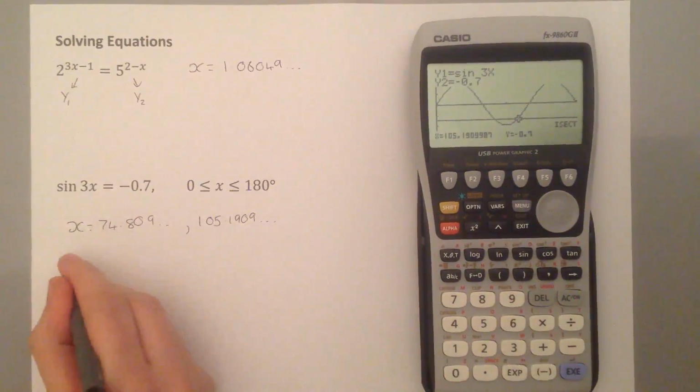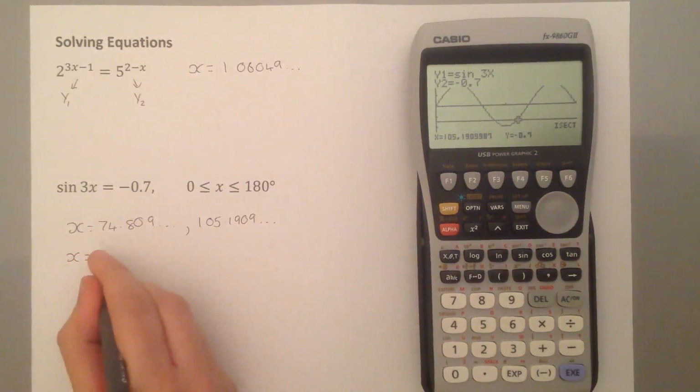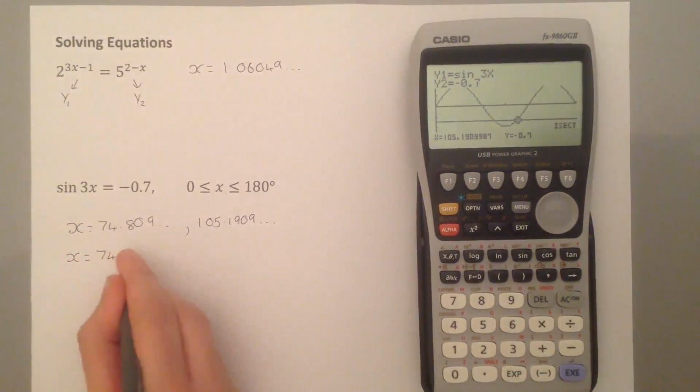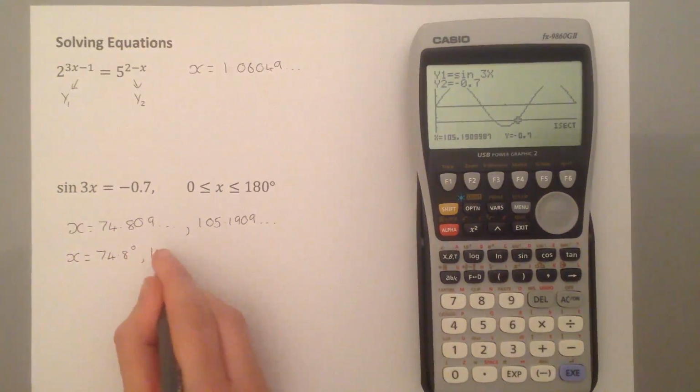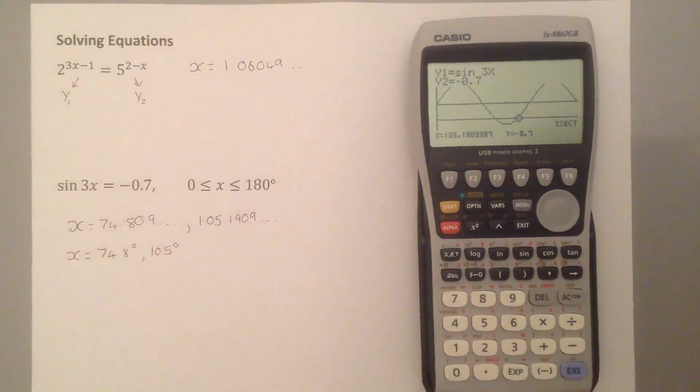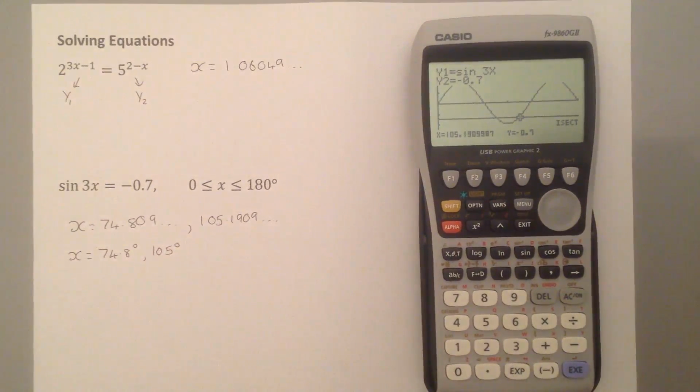Most questions, if it doesn't say, it would be 3 sig fig, so I'm just going to change this to 74.8 degrees and 105 degrees. But make sure you've checked whatever the accuracy is in the question and that you have shown some working out. This is just to check your final solution.